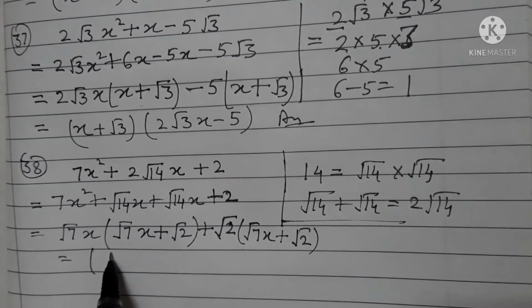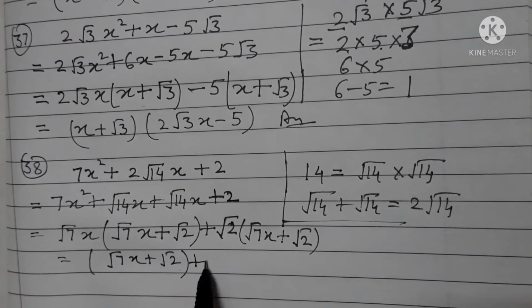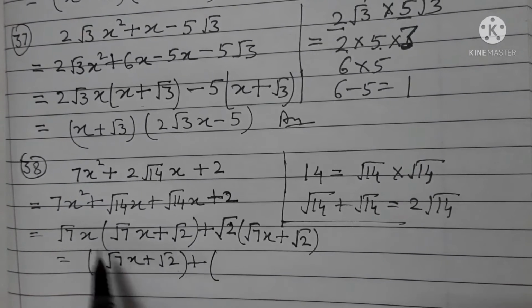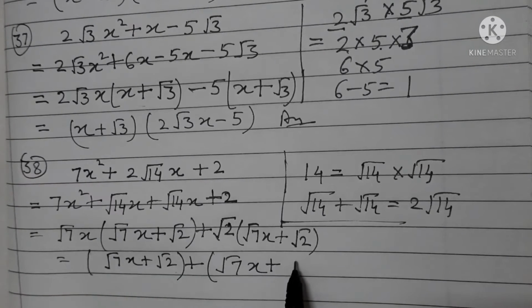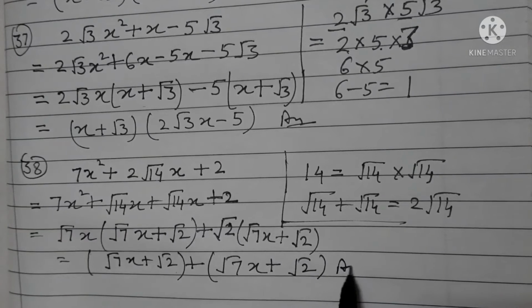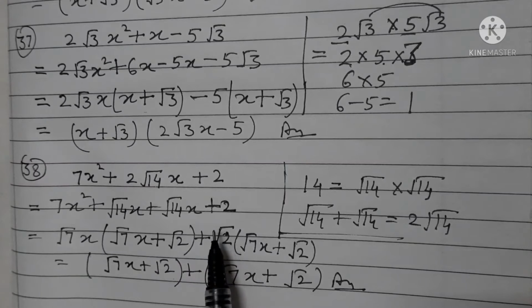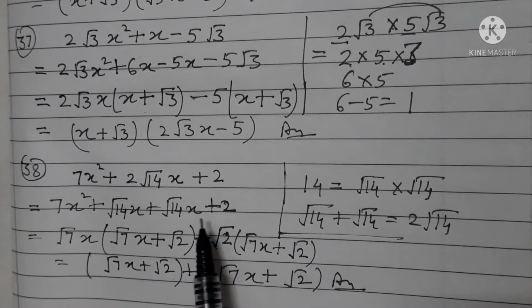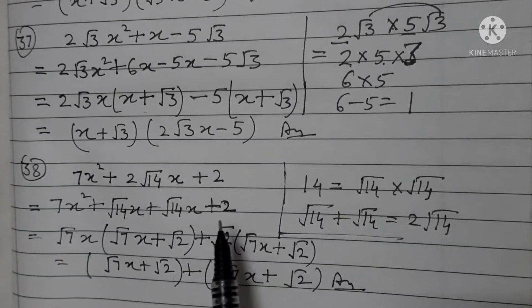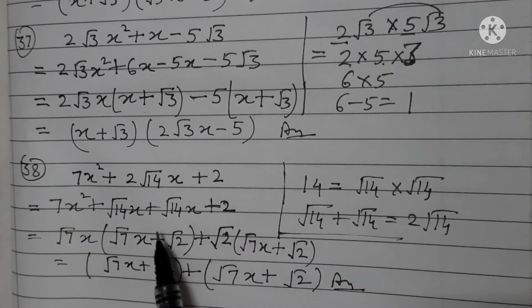This will be root 7x plus root 2, plus the other factor will be the remaining part, root 7x plus root 2. Answer. So students, do carefully when the numbers are in the form of roots, and when you are taking out a common factor, check exactly what factor will remain after taking common. This is an important thing.